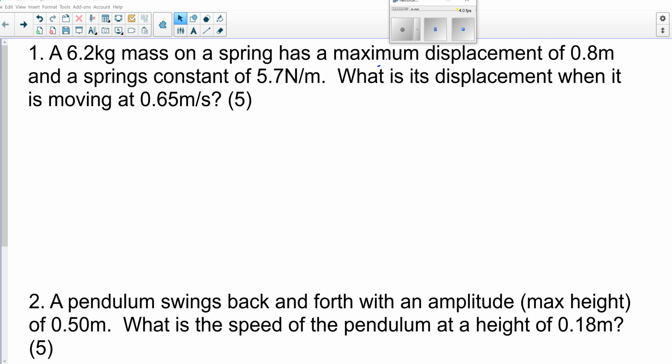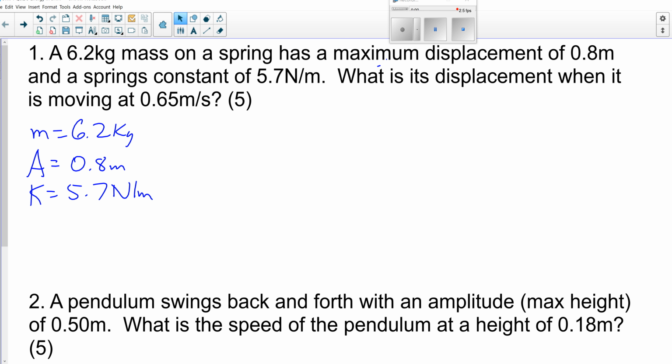Okay, so for this first one here, first mark is obviously for our givens. We know the mass is 6.2 kilograms, and we know the maximum displacement, which we also call amplitude, is 0.8 meters. And we know that there's a spring constant, K, of 5.7 newtons per meter. We're looking for the displacement, which in this unit is x, when it's moving at 0.65 meters per second. So 1 mark if they have that.